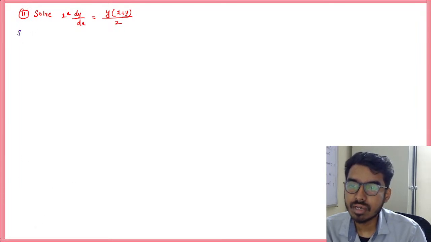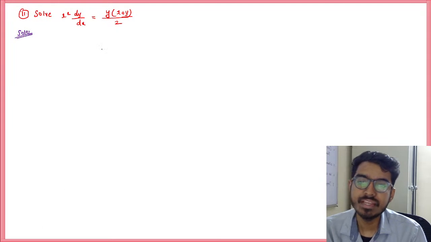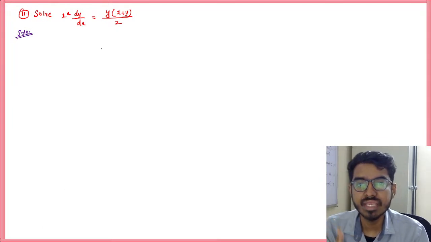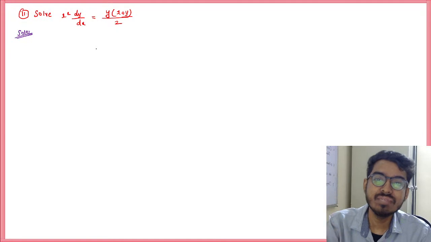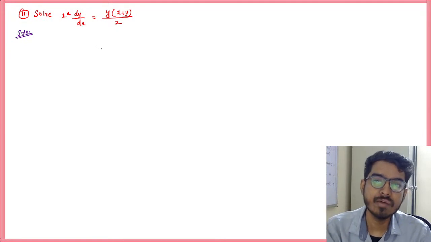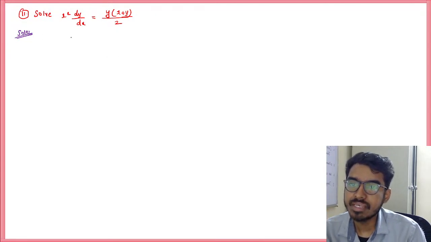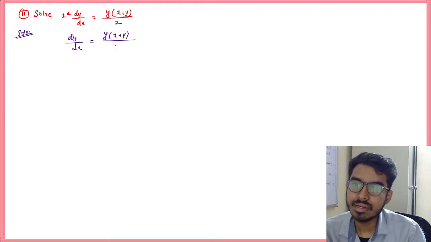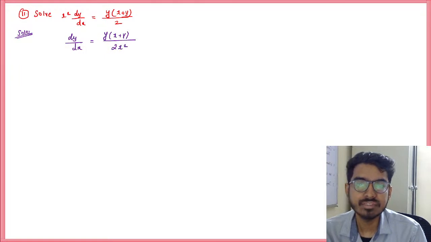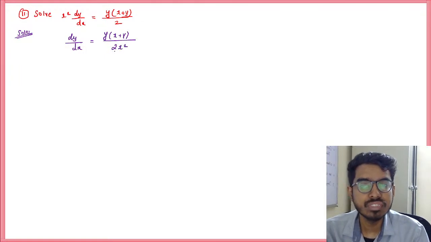First, we will write dy by dx equal to f1 of x comma y by f2 of x comma y, and we will see whether both are homogeneous functions of the same degree. If yes, you can put y is equal to vx and so on, right? Same as dy by dx is equal to y into x plus y divided by 2 times x square, right? You can see both are homogeneous functions of degree 2, right?